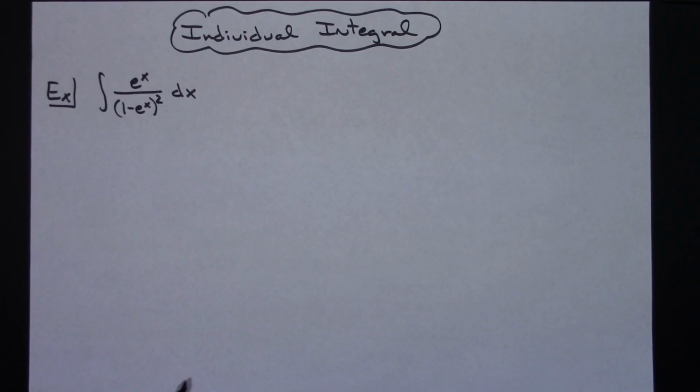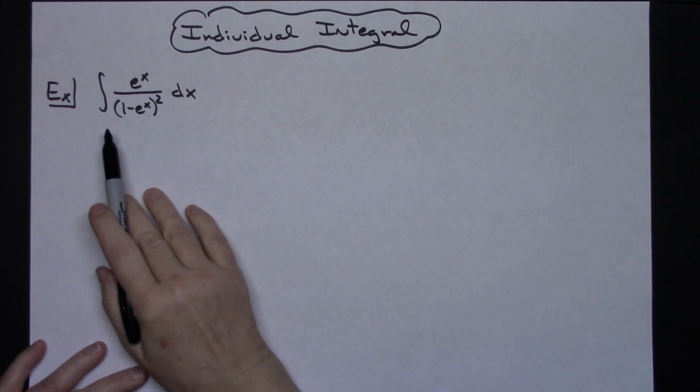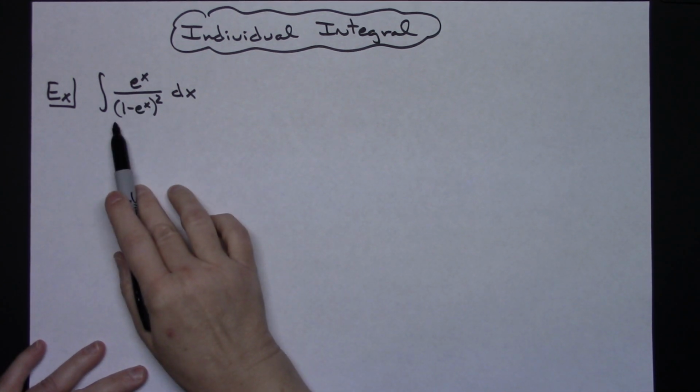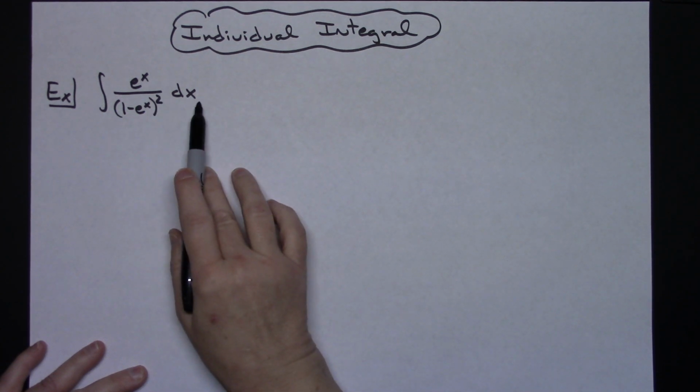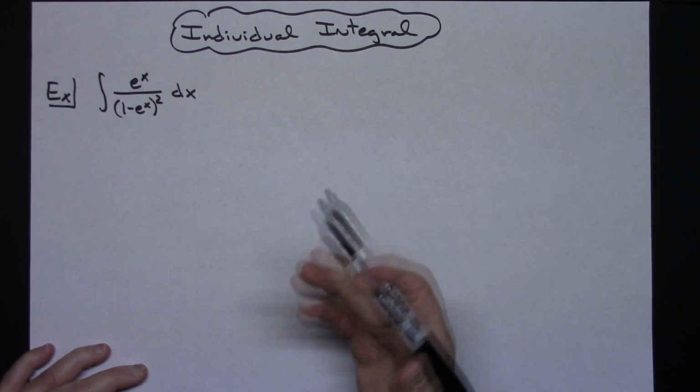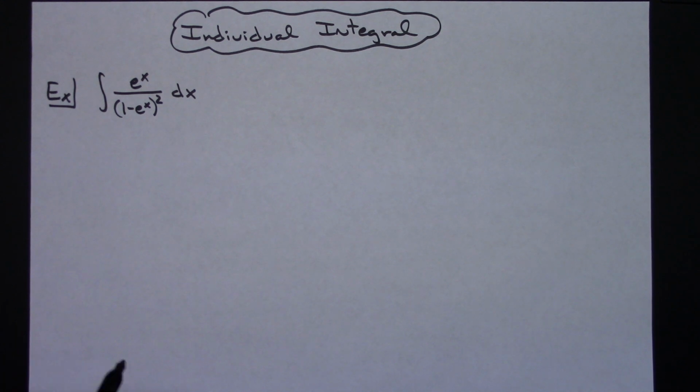In this video I'm going to take a look at an individual integral. We're going to take a look at that integral of e to the x over the quantity 1 minus e to the x quantity squared dx. Now this is going to turn out to be just basically a straightforward u substitution.